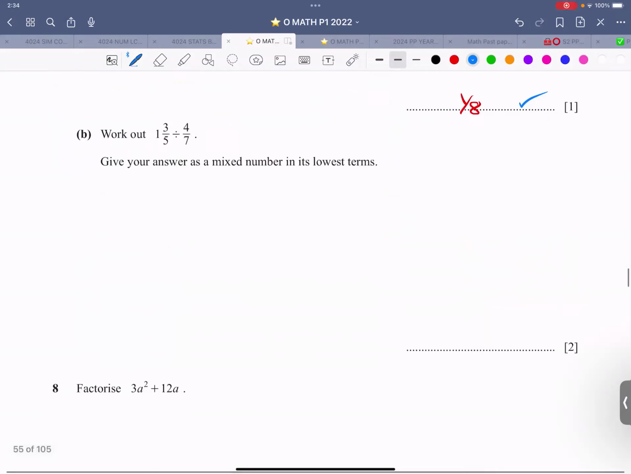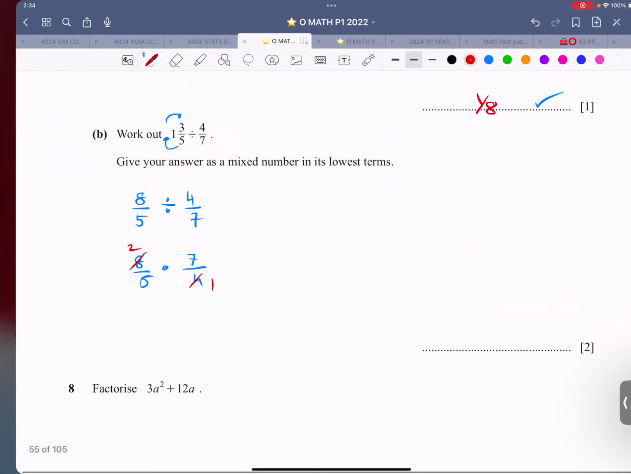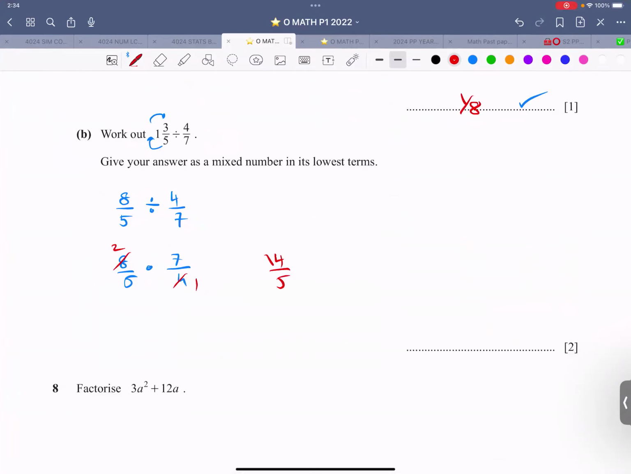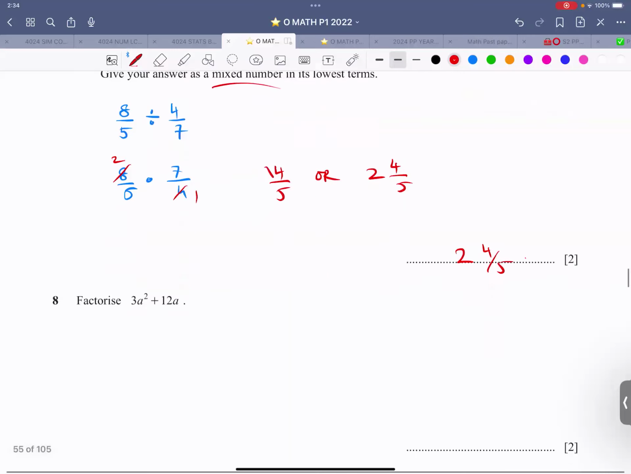Work out this thing. So first of all, write this as an improper fraction. 5 into 1 is 5. 5 plus 3 is 8. That's 8 over 5 divided by 4 over 7. That's 8 over 5 into 7 over 4. 4 ones are 4, 4 twos are 8, 2 sevens are 14. 14 over 5. So 14 over 5 is a mixed number. So 14 over 5 can be written as 2 whole 4 over 5. That's the answer for this one.